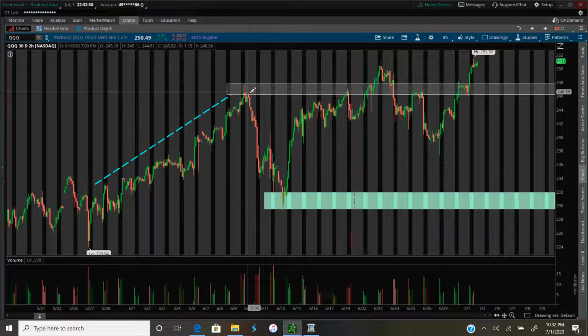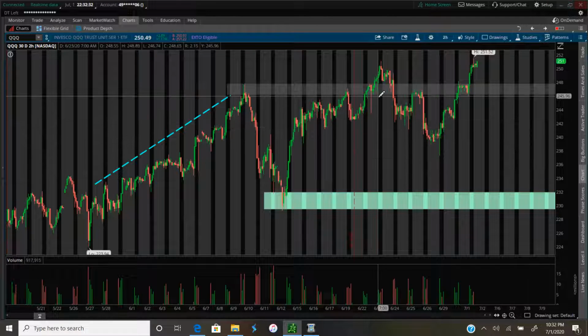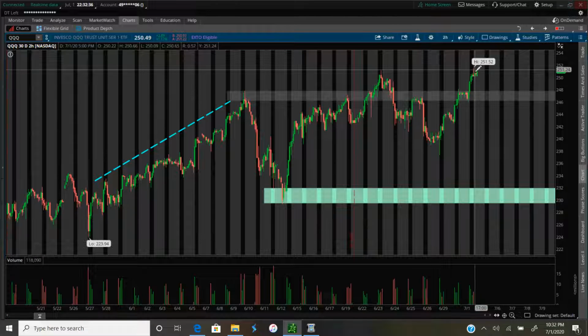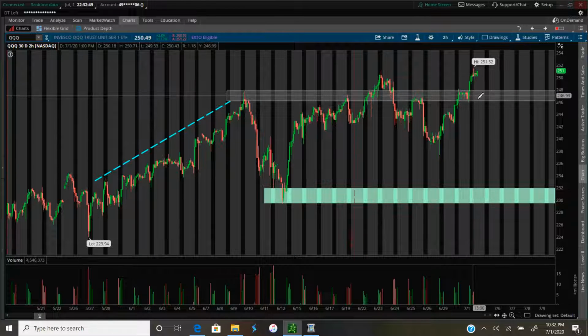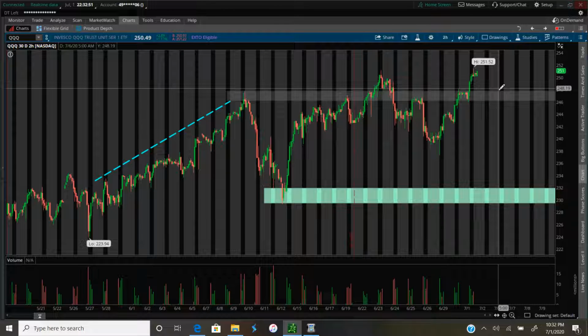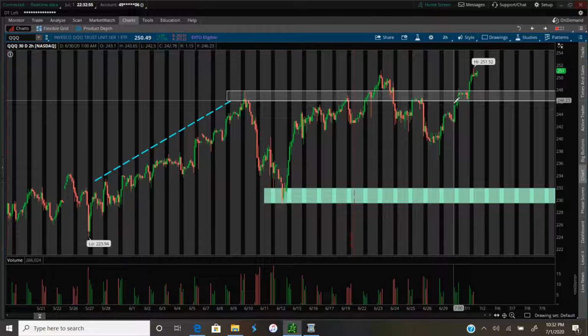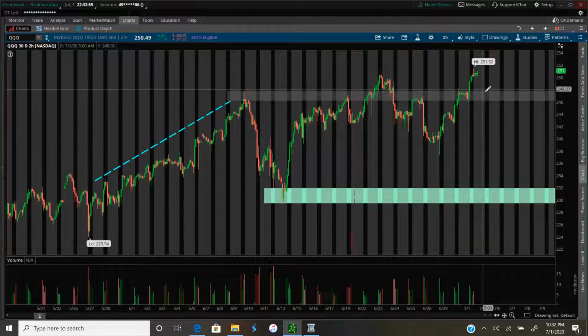So notice here, there's resistance. We broke above. Now we have to see if we're able to hold above like we tried here. Here we failed. We couldn't hold. So now that we're here again, we're going to come back down and test resistance now as support. While it was under, it was resistance. Now that it's above, now it has to hold as support.